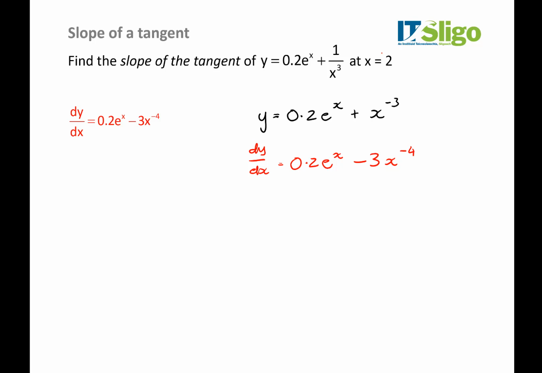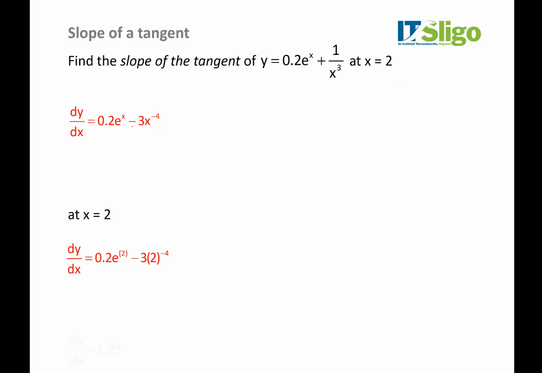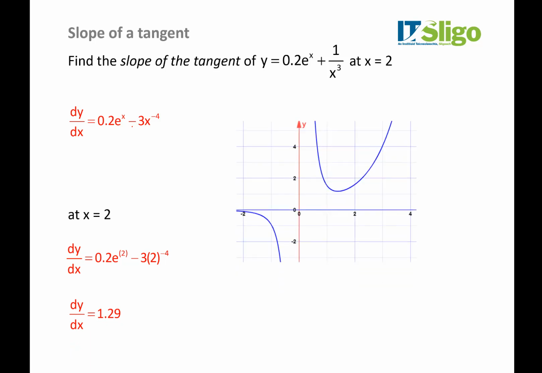And now we're interested in x is equal to 2. So we just feed in 2 for both of these values. And obviously it's a calculator exercise from there. And there's our answer. Now if we were to draw a graph visually, that's what the curve looks like. You can see it's quite unusual. And we're interested in what's the slope here. And we've just worked out that it's 1.29, after a bit of rounding, obviously. We could go to 10 decimal places if that was required.